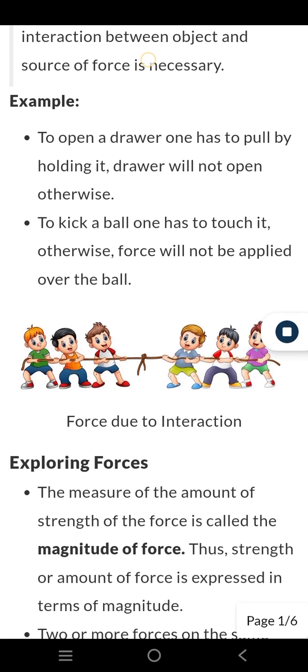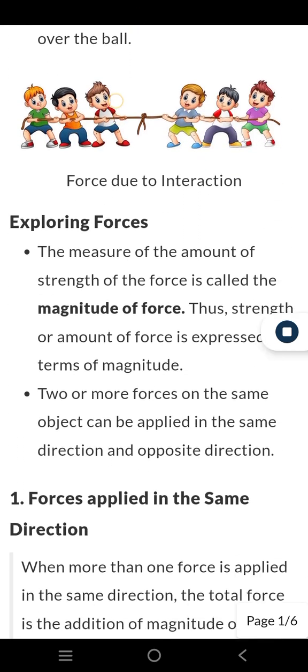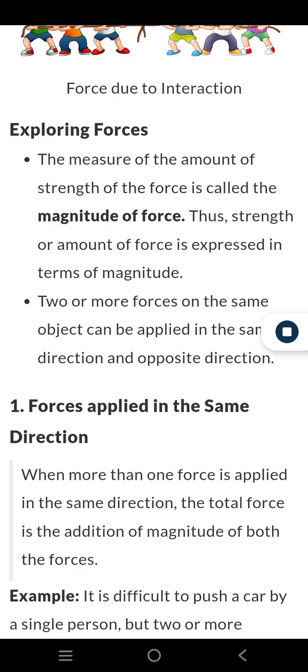Force due to interaction. Magnitude of force: the measure of the amount or strength of the force is called the magnitude of force. Thus, strength or amount of force is expressed in terms of magnitude. Two or more forces on the same object can be applied in the same direction and in opposite directions. 1. Force applied in the same direction: when more than one force is applied in the same direction.